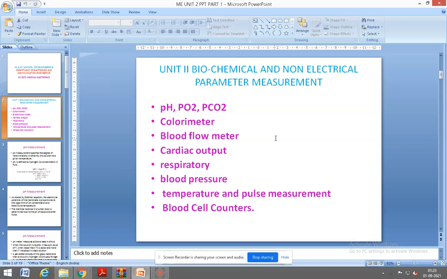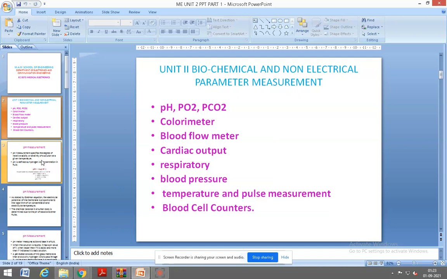Under that, you will be having pH, pO2, pCO2 measurement, calorimeter, blood flow meter, cardiac output, respiratory system, blood pressure, temperature and pulse measurement, and then blood cell counter. So these are the topics that will be covered in the second unit. First we are going to see about the measurement of pH, pO2 and pCO2.